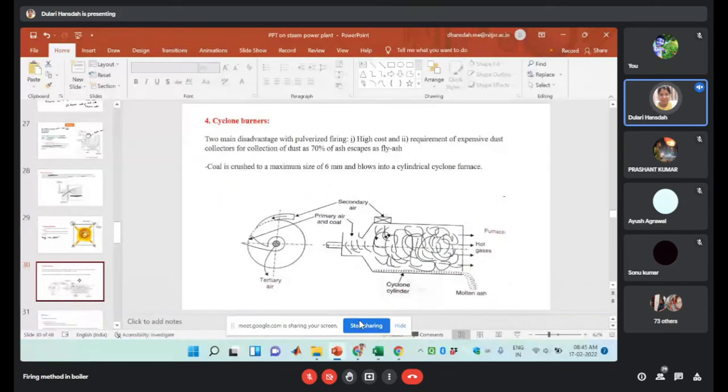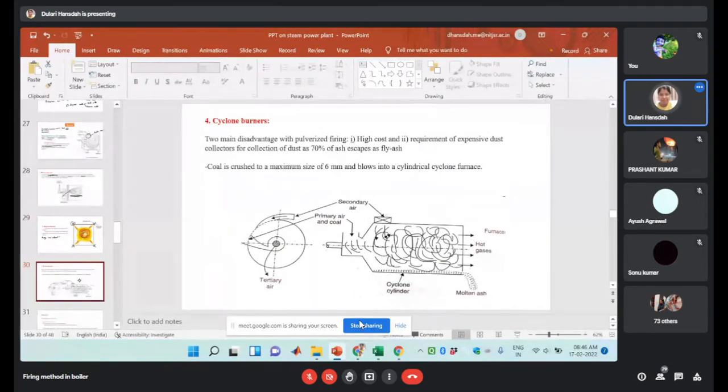Then it is the cyclone burners. The cyclone name is given because, in this case, the burners will create a circulation of the hot and primary air in such a way that the air movement is rapid, and due to which it will generate a cyclone type of combustion within the cylinder.